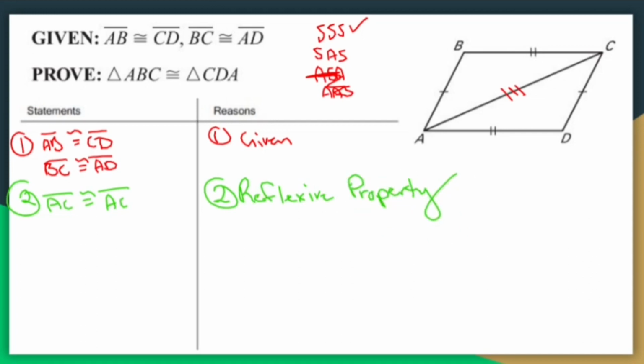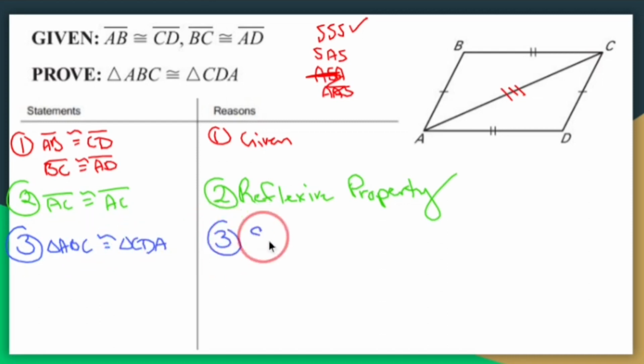Now that I have all three of my sides, I can say that triangle ABC is congruent to triangle CDA. And the reasoning for that is SSS, side, side, side. Pretty quick proof, not so bad. Very intro to triangle congruence proofs. I like it.